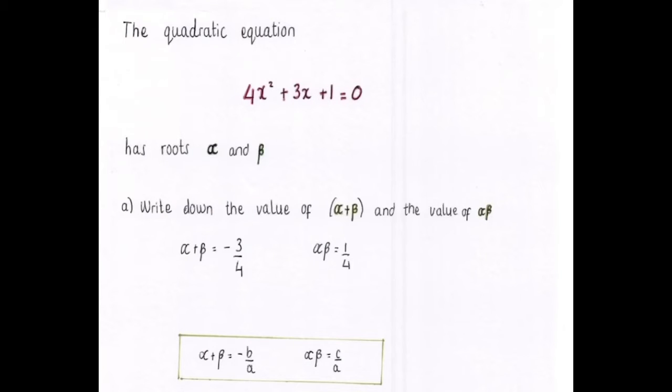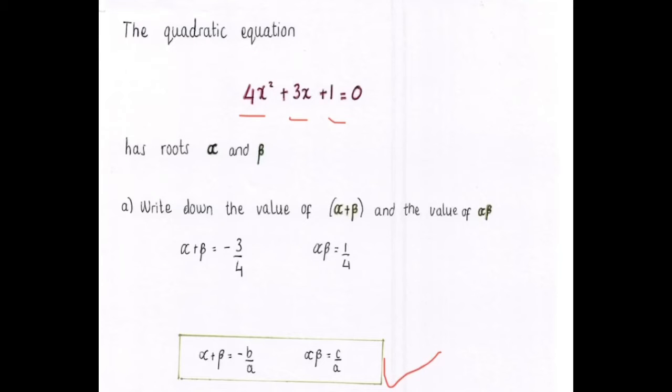The quadratic equation 4x² + 3x + 1 = 0 has roots alpha and beta. A. Write down the value of alpha plus beta and the value of alpha beta. To get alpha plus beta and alpha beta, simply use this equation, where a is the coefficient of x², b is the coefficient of x, and c is the constant in the quadratic equation. Our value for a is 4, for b is 3, and c is 1.